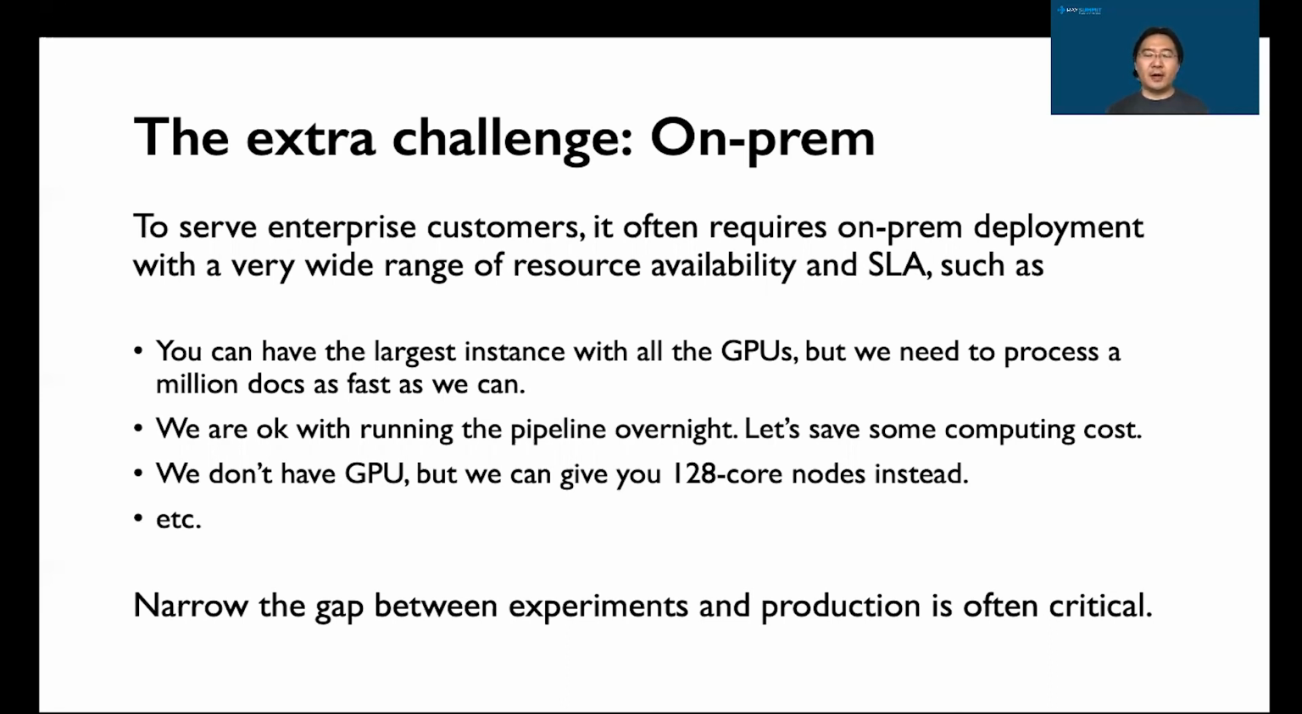If you go on-prem, you will see a very wide range of resource availability, and the customer will tell you different requirements. These are some of the things we have heard. Some customers may say, hey, you can have the largest instance possible, but we really need to do this as soon as we can. But you can go to another customer and they will tell you, we don't want to spend that much money right now, and we're okay with running the pipeline overnight. We can run this daily and check the result every morning.